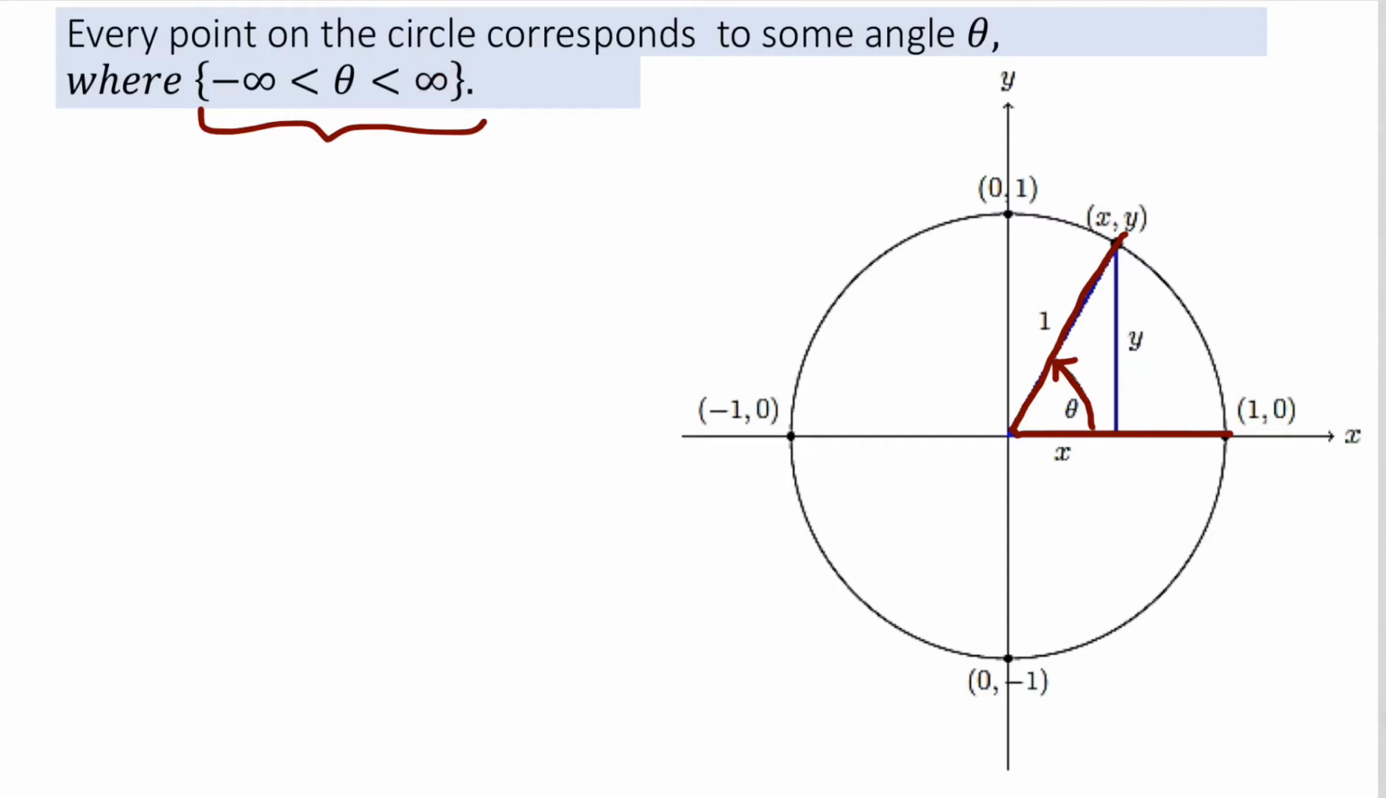Now, if you rotate in the negative direction from this terminal side here, you would be subtracting 360 degrees over and over and over infinitely many times. And you could see how you could approach negative infinity by continuing to subtract 360 degrees over and over. So this establishes how we can have a domain over all real numbers for the angle theta.